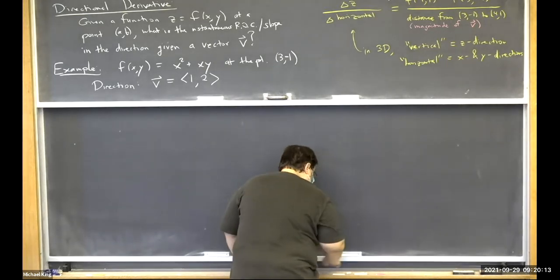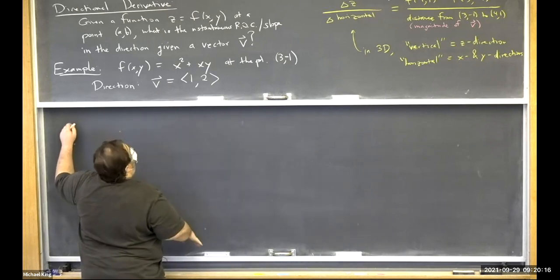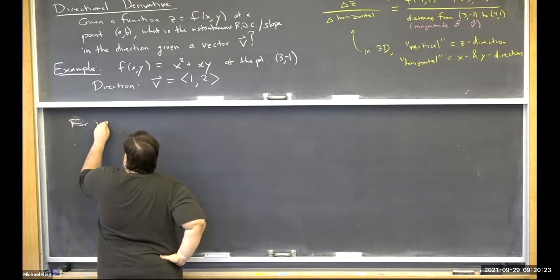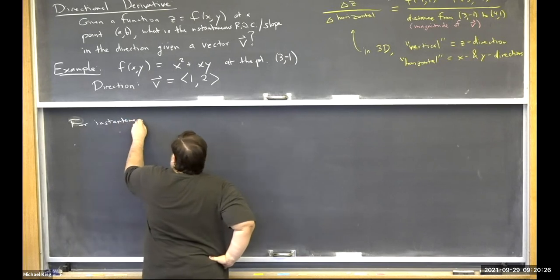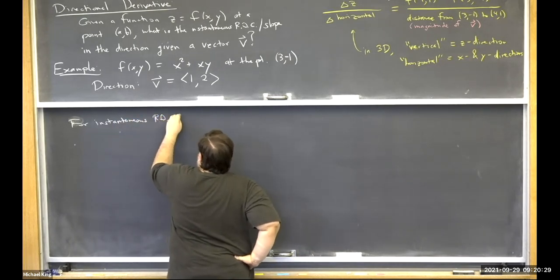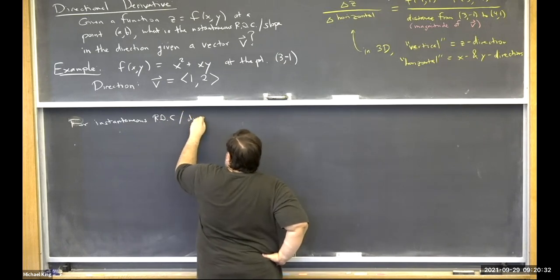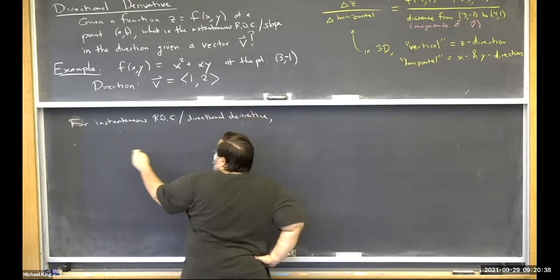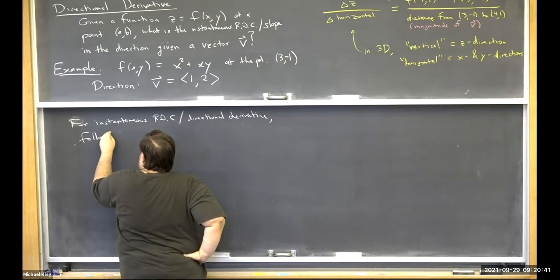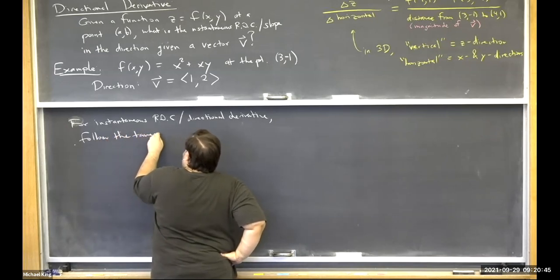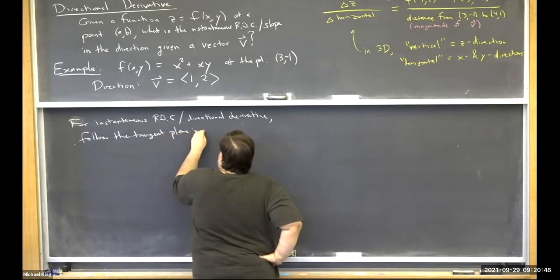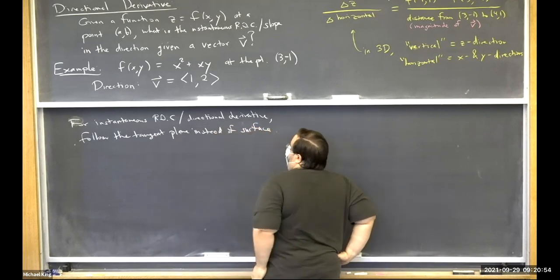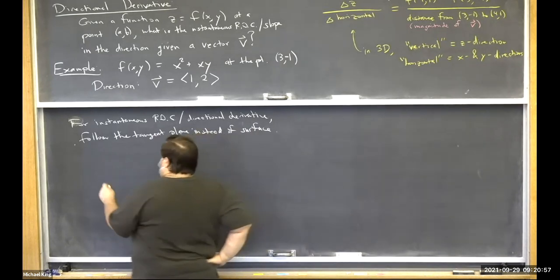Okay, so for the derivative, the instantaneous rate of change, which is really just what the directional derivative is, since we've picked a direction, we follow the tangent plane instead of the surface. And now our delta z over delta horizontal.